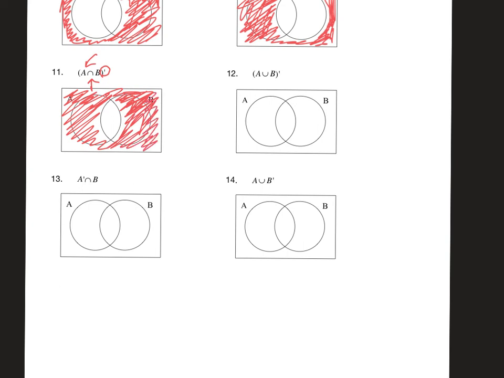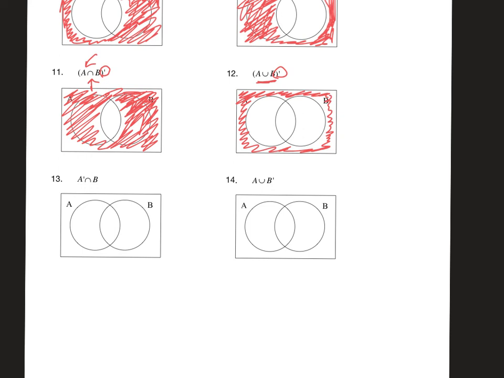Okay, so this one, I know what A union B looks like. You can flip back through your notes. You know what it looks like. Now I want everything that's not that. So that's everything outside both circles. Everything outside both. Okay, I'm sure this is so much fun watching me color.